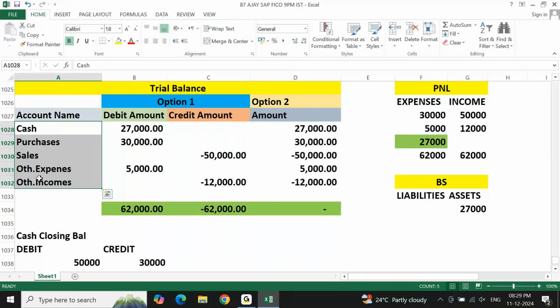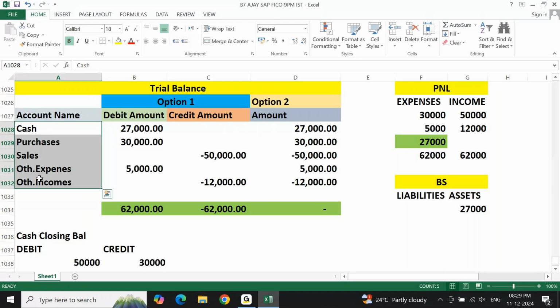Because trial balance is the base for your P&L. Trial balance is the base for your balance sheet. Without TB, nobody can prepare P&L. Without TB, nobody can prepare balance sheet. Is my statement correct? Yes.